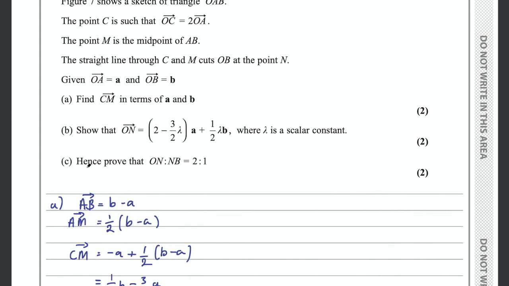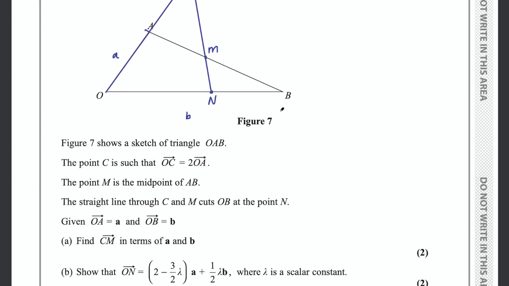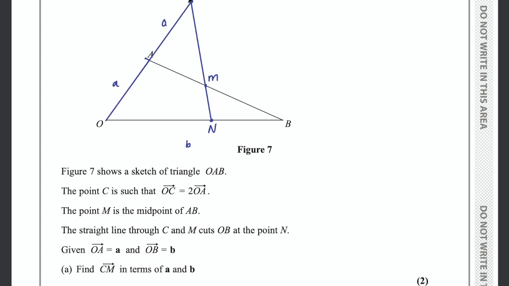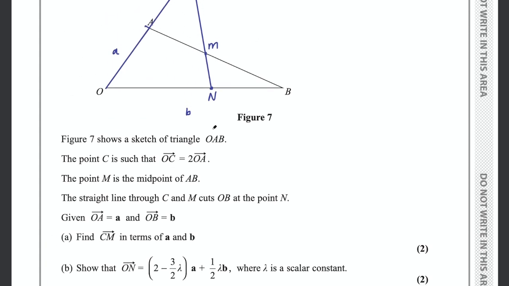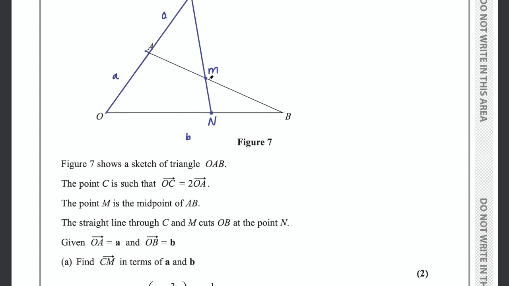Next, part B says show that ON equals (2 take 3 on 2 lambda) a plus a half lambda b, where lambda is a scalar constant. And part C says hence prove that ON to NB equals 2 to 1. Okay, so where is the vector ON? That is here. So how would we get from O to N? We could go from O to C and then C to N, or we could go from O to A to M, M to N. Either one will be fine.